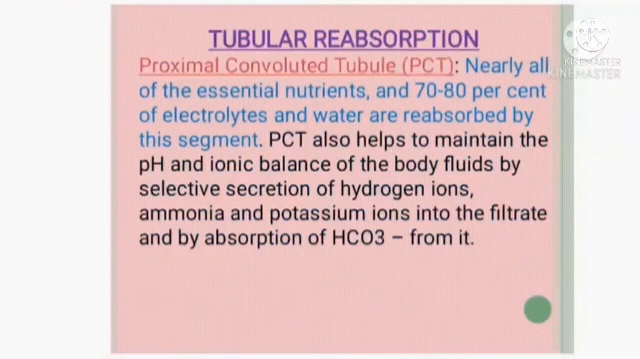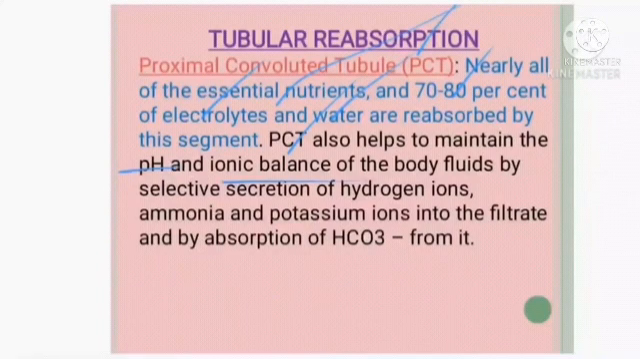Okay, the second is tubular reabsorption. Nearly all the essential nutrients in the ultrafiltration are getting filtered, isn't it? So 70 to 80% of electrolytes, water, everything is reaching the Bowman's capsule. Then the filtrate moves through the PCT, maintaining the pH and ionic balance of the body fluids. So we have to maintain that.